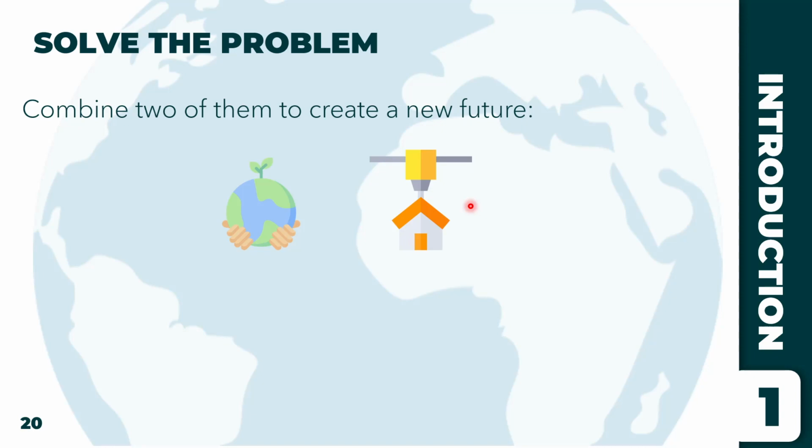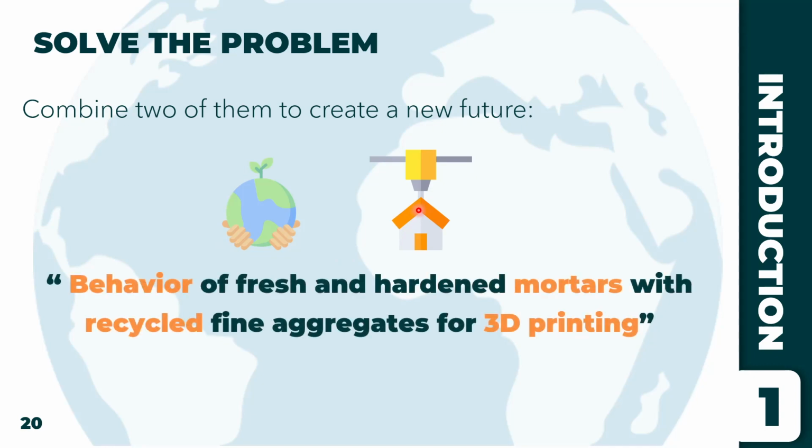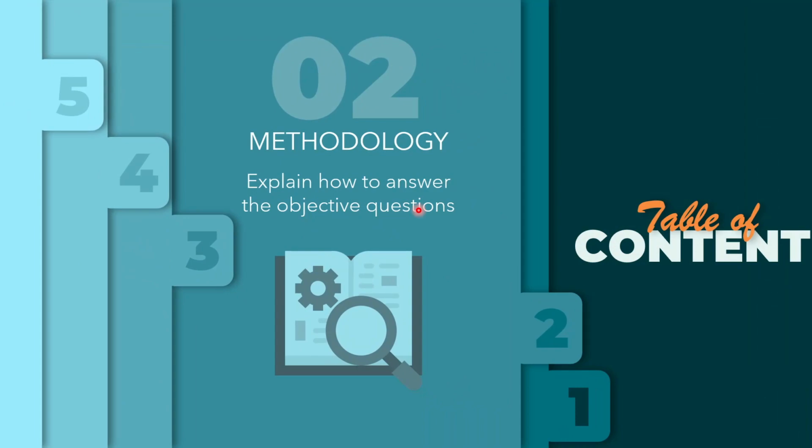So to create a new future, I would like to combine two of them: a problem of saving the world and the technology for the future. I have my thesis, the behavior of fresh and hardened mortar with recycled fine aggregate for 3D printing. That is all about my first one, my past one.